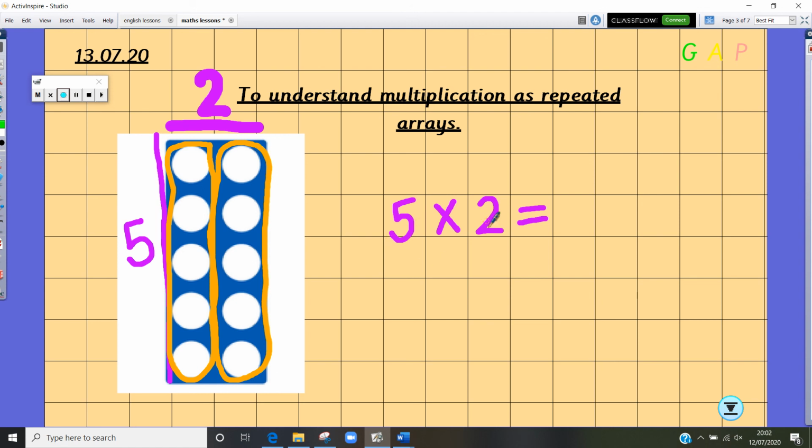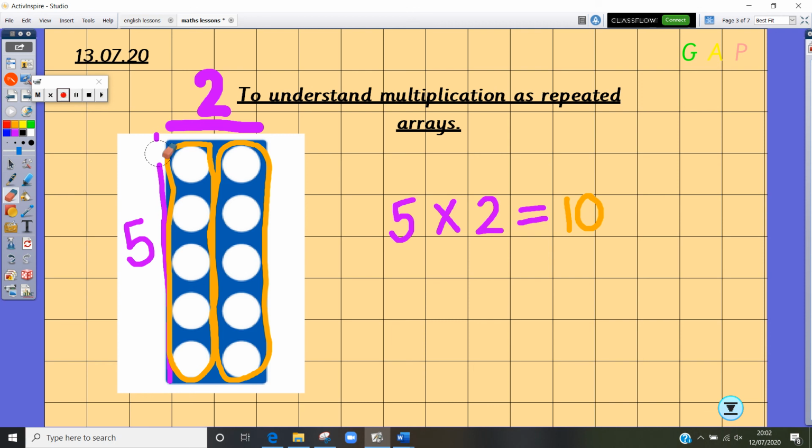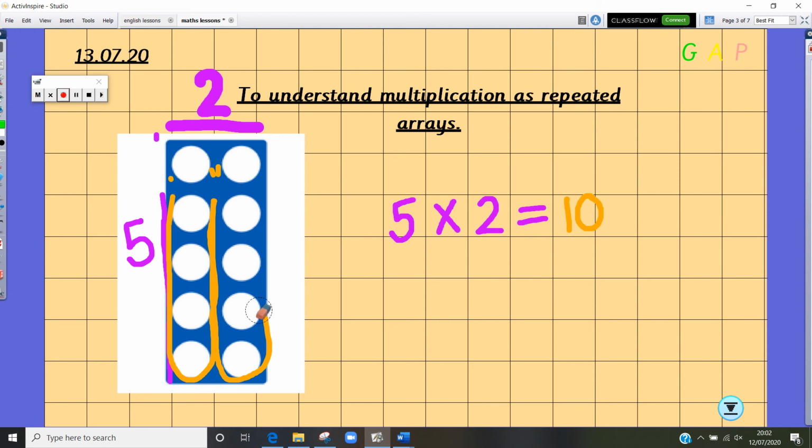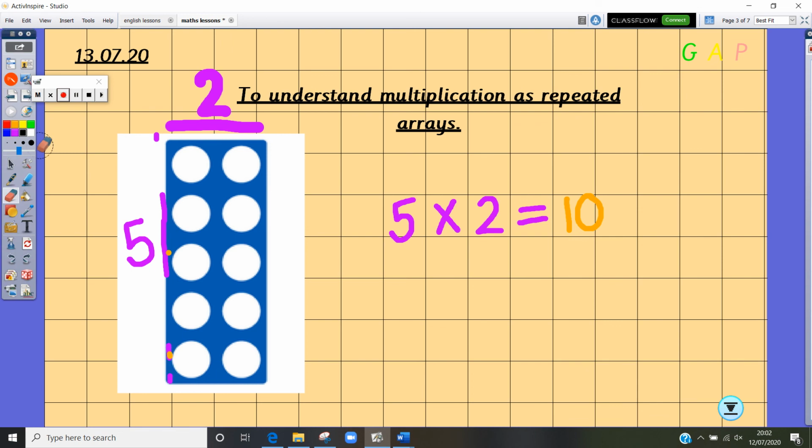So 5 times 2 equals 10, and we know that. Okay, now I'm just going to rub that off, the information that I have just shown on here, because I'm going to show it to you in a different way this time. So I'm just going to get rid of the orange lines and try and keep the purple lines if I possibly can. Okay, so we've got now, this time I'll change it to red.